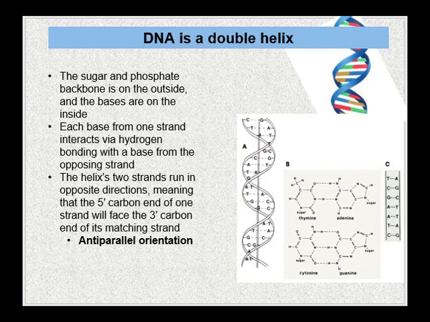The DNA has a double helix structure. A DNA helix will have two strands that run in opposite directions, meaning that the 5' carbon end of one strand will face the 3' carbon end of its matching strand. This is what we call antiparallel orientation. In the DNA double helix structure, the sugar and phosphate lie on the outside of the helix, which forms the DNA's backbone. The nitrogenous bases are then stacked in the interior like a pair of staircase steps. Hydrogen bonds bind the pairs to each other.